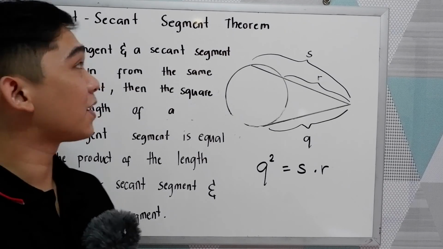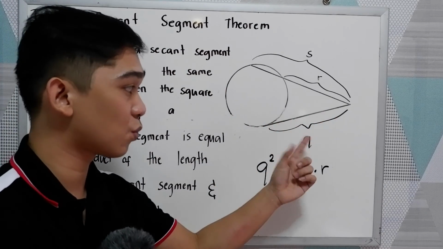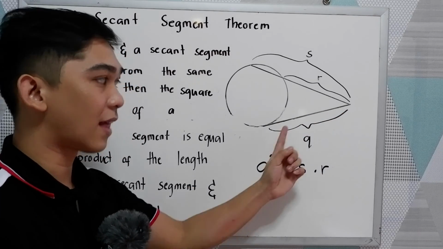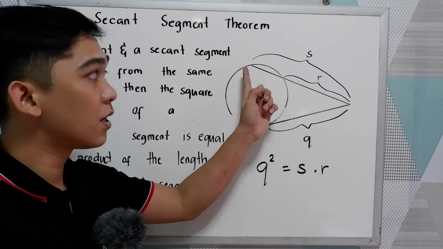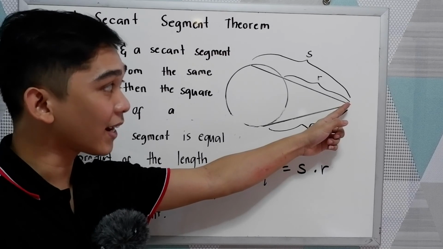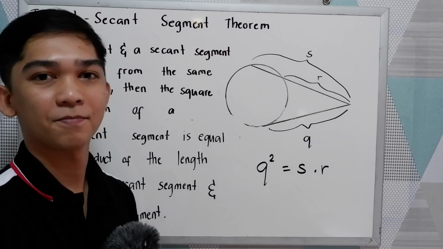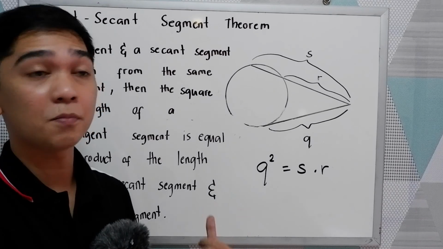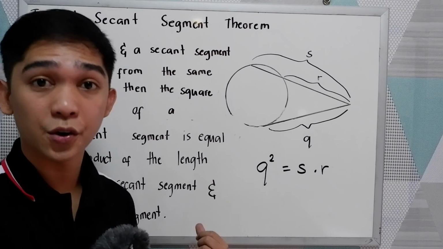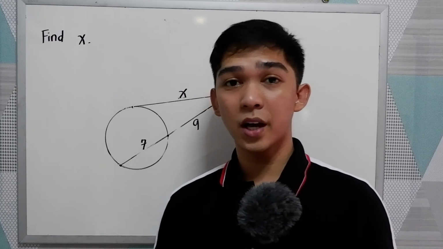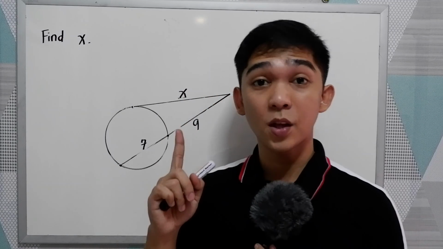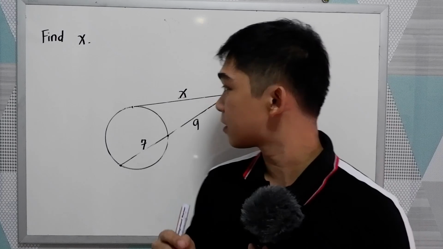So if the given is a tangent and a secant, the square of a tangent segment is equal to the total length of the secant times its exterior part. Let us try to solve some exercises regarding this theorem. Now to apply our theorem, let's have this problem. Our example number 1, we need to find x.